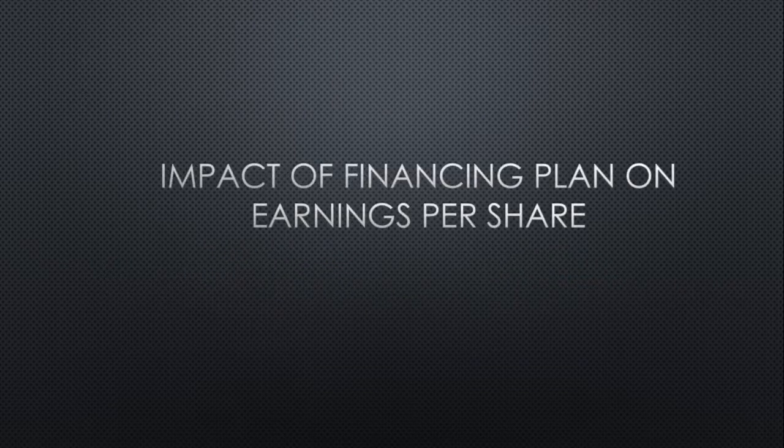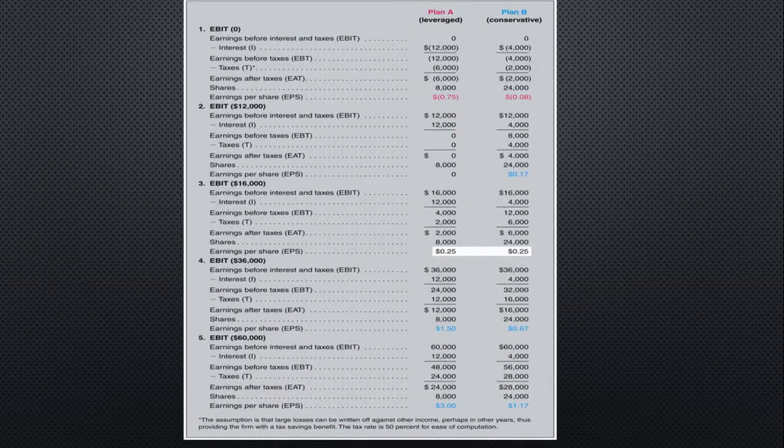You also see the impact of financing plan on earnings per share. Earnings per share is still 25 cents between a leveraged and conservative plan. But your total earnings per share at the bottom after EBIT, once you get higher up, becomes vastly different. At 60,000, your earnings per share on plan A becomes $3 versus $1.17 on a conservative plan. But on the opposite end of the spectrum, with EBIT at a lower amount, you're negative 75 cents on plan A, but you only have lost 8 cents per share on plan B.